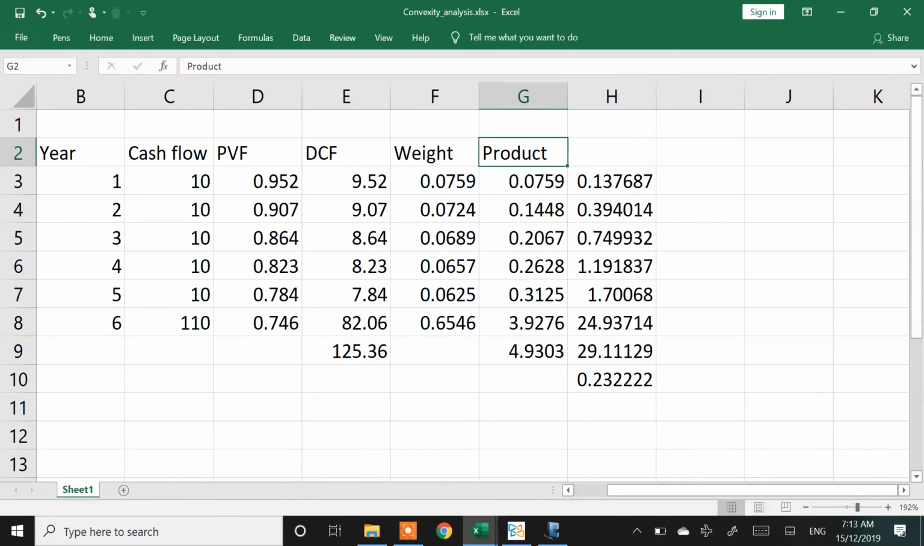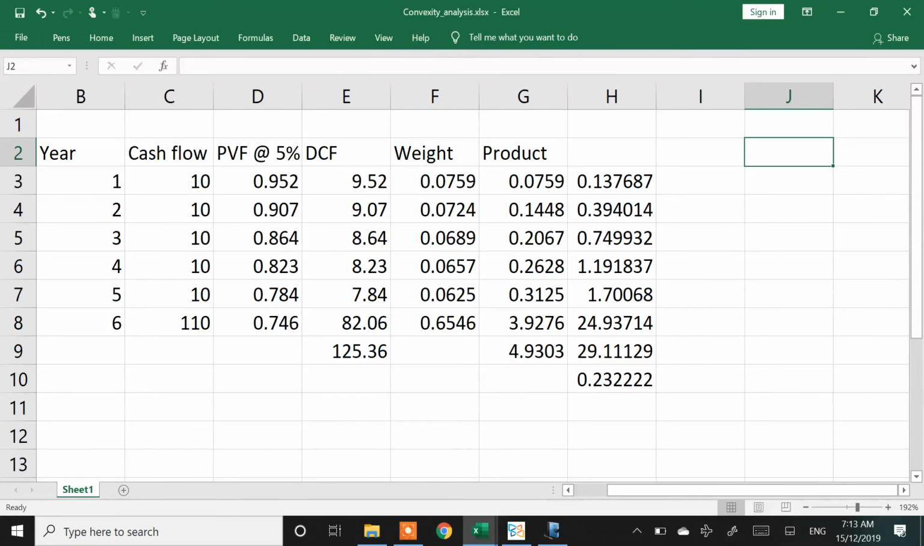Now, this is a bond which has a 6-year life. It is going to pay 10 rupees every year. On maturity, you will get 110. So, I have done discounting at 5%, and you get a price of 125. There is a weight and there is a product, and the duration is 4.93.